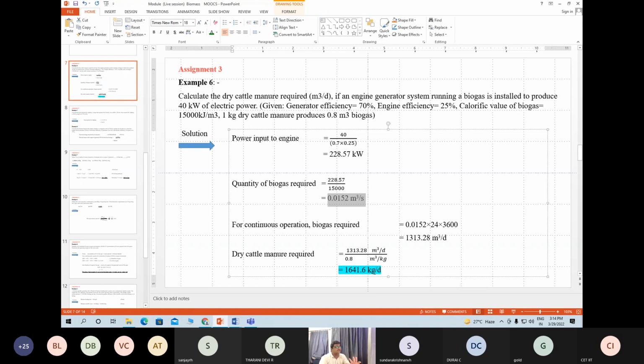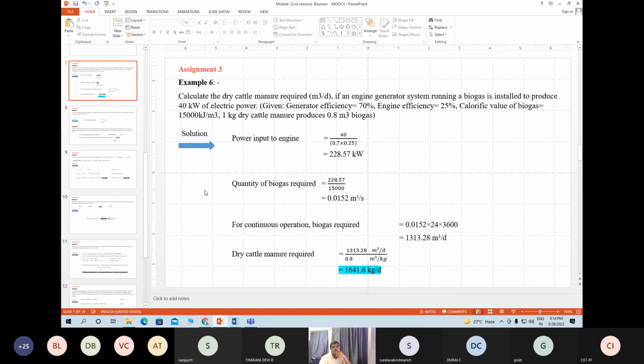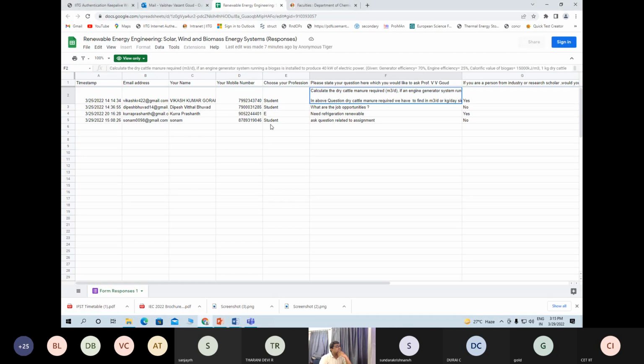This is a simple calculation, because we already discussed these kinds of examples in the regular sessions, and this example is based on that. There was a small typo here, that is true, but while calculating you must have understood it. Vikas raised this issue of whether it is meter cube per day or kilogram per day. Anyway, it only changes the unit, but the value remains the same. There is no change in the value, only the unit is changing here. Okay, so this is one query which was raised by Mr. Vikas, I can see here.